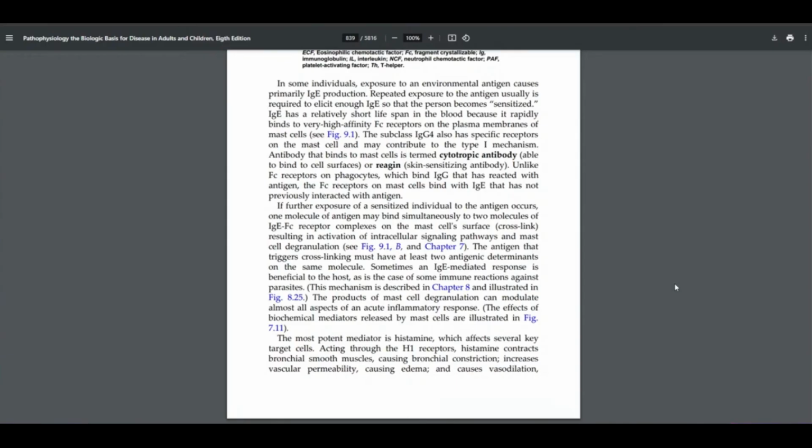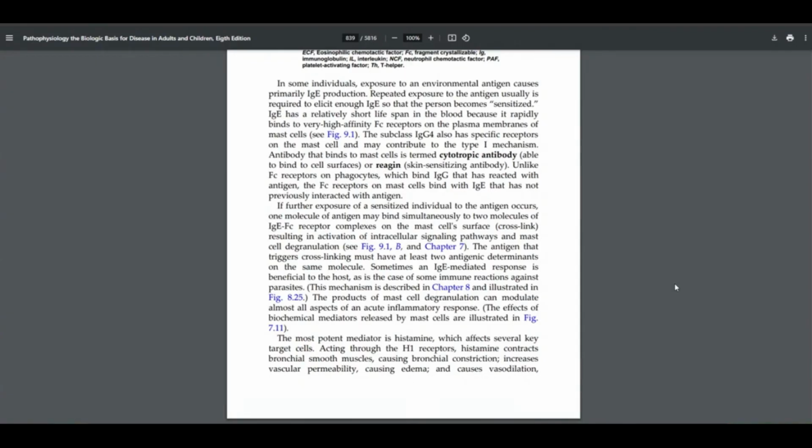The antigen that triggers cross-linking must have at least two antigenic determinants on the same molecule. Sometimes an IgE-mediated response is beneficial to the host, as is the case of some immune reactions against parasites. The mechanism is described in Chapter 8 and illustrated. The products of mast cell degranulation can modulate almost all aspects of an acute inflammatory response. The most potent mediator is histamine, which affects several key target cells.